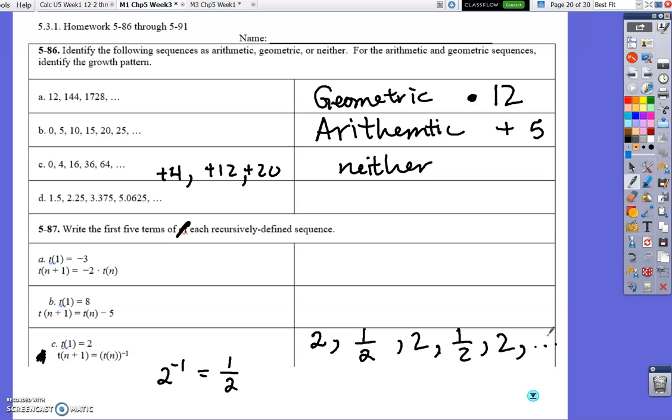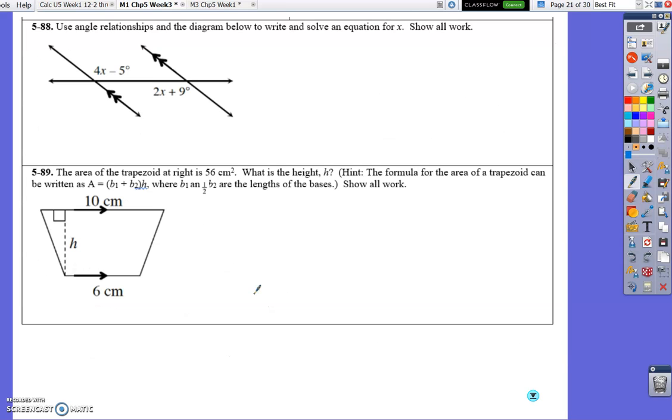The other two, one is geometric and one is arithmetic. So this one is geometric and this one is arithmetic. And you do need to be able to read that and write the sequence. We kind of talked about this in class yesterday, so good luck to you on that one.